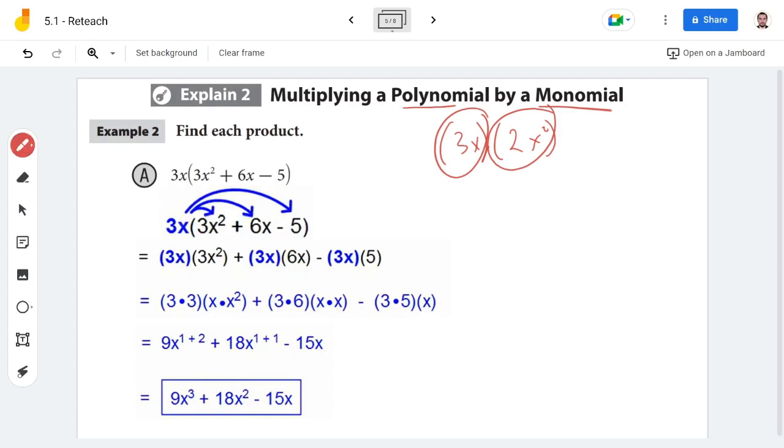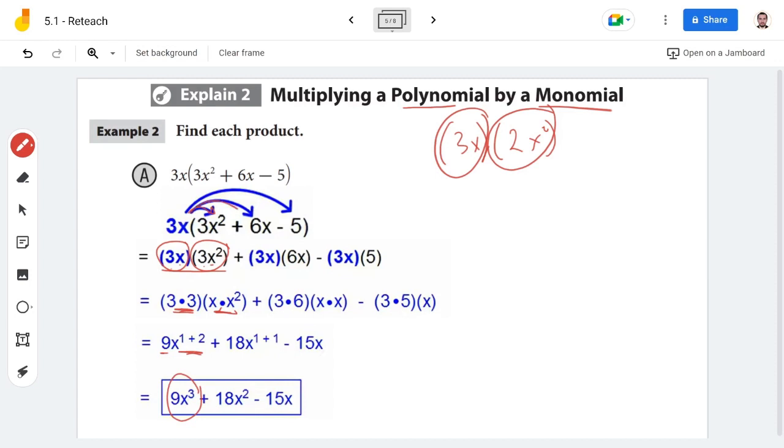So as you can see here, 3x times 3x squared. We write it like this. Then we do the same as with monomials. So now we have monomials multiplied with monomials, so we do the same step. 3 times 3, put it together. x times x squared, we put it together. So 3 times 3 is equal to 9, and x to the power of 1 times x to the power of 2, we add the exponents together, then we get 9x to the power of 3.